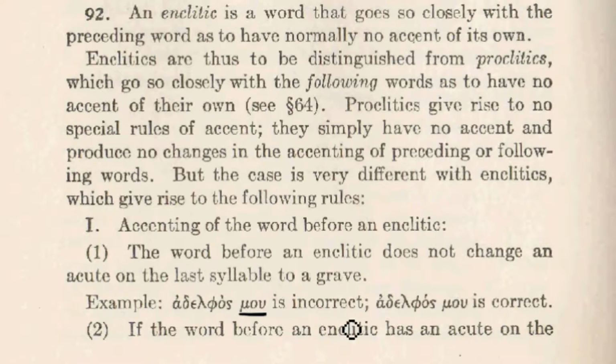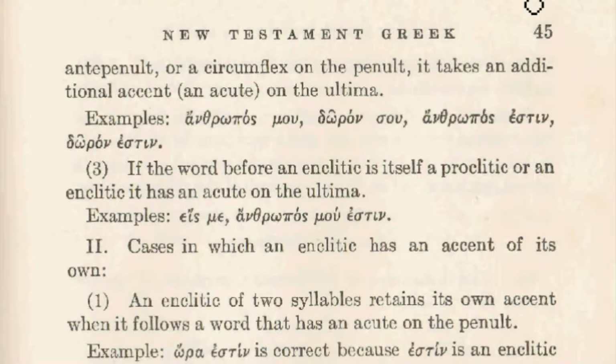Because it goes so closely with the preceding word, you can, in some sense, virtually think of mu as part of the preceding word. And this gives rise to the first rule for enclitics, and that is that when you have a word that's accented on the ultima, followed by an enclitic, that accent that would normally have become a grave remains acute. And so it's adelphos mu, you see, adelphos mu. The two words are taken together so closely that the acute accent is not going to become a grave. So that's the first of the rules. The second one is somewhat similar.